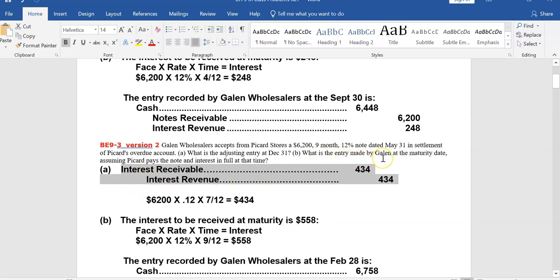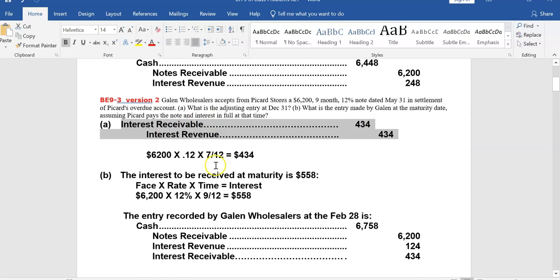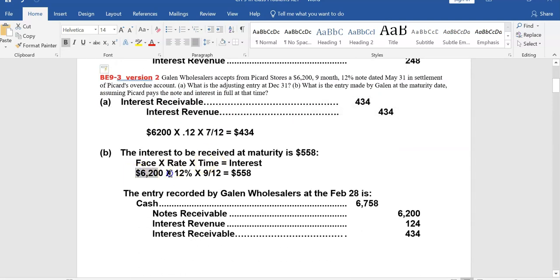The entry that will be made by Galen when this note matures, assuming that Picard pays the note and interest in full at that time. The total amount of interest Picard will have to pay Galen is for a full 9 months: $6,200 times the stated interest rate of 12% for 9 months, because this is a 9-month note. Total interest that will be paid is $558. That means that the total cash being received by Galen will be $6,200 plus the 9 months worth of interest.